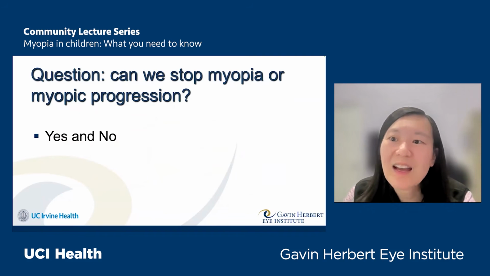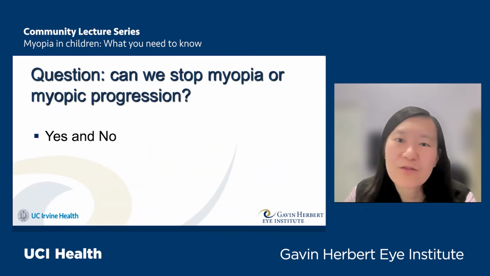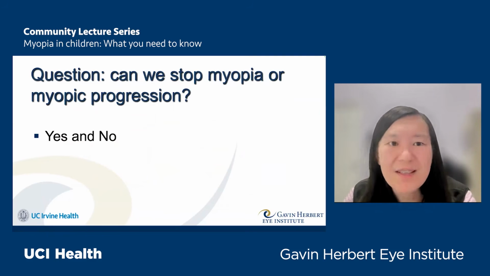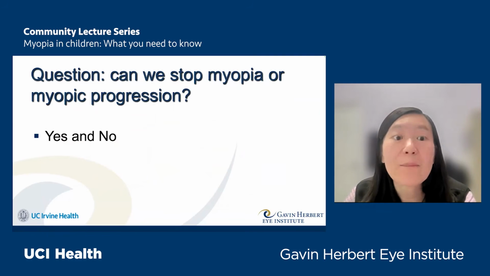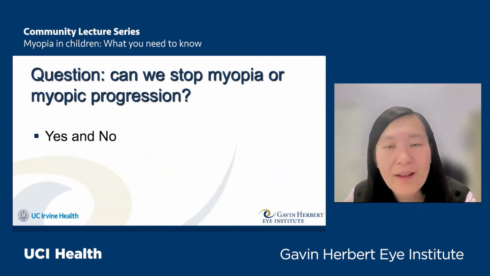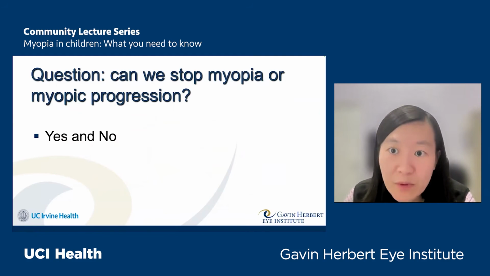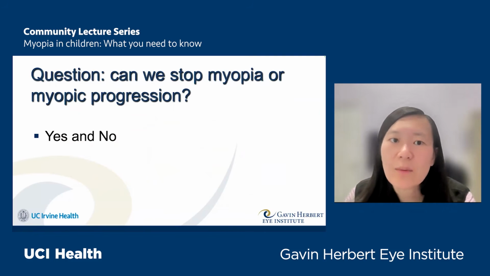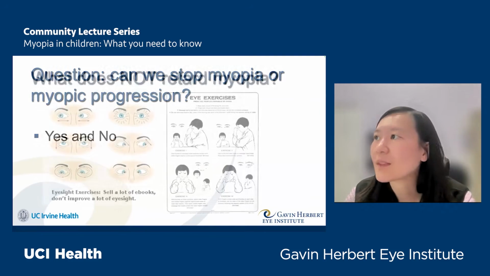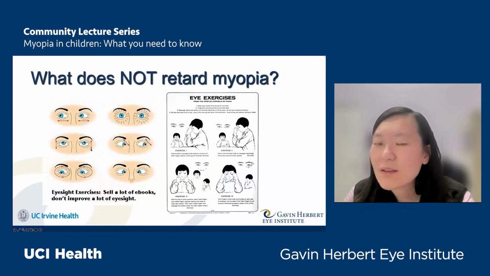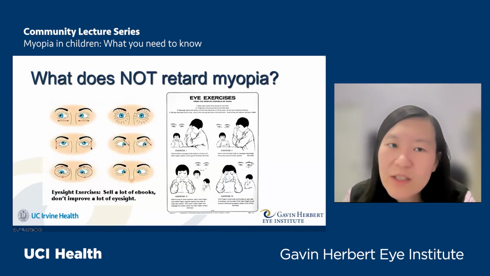So if they gain 2 inches, you're not going to say, "Oh, I need you to shrink back." That's not going to happen. And so the answer is no, you can't prevent a child from growing. So you can't prevent myopic progression if it does occur. However, we have ways to slow down the myopic progression, or prevent the onset of myopia if we can. So a few things that do not retard myopia.